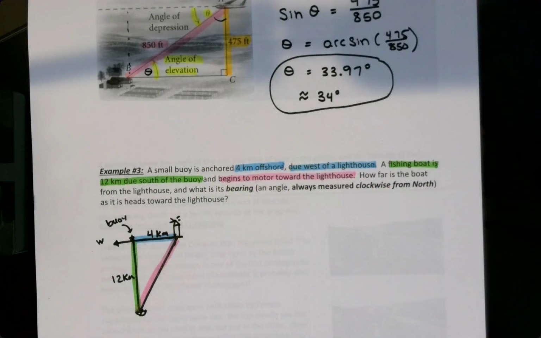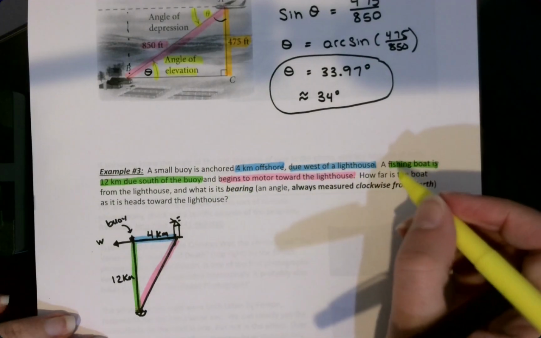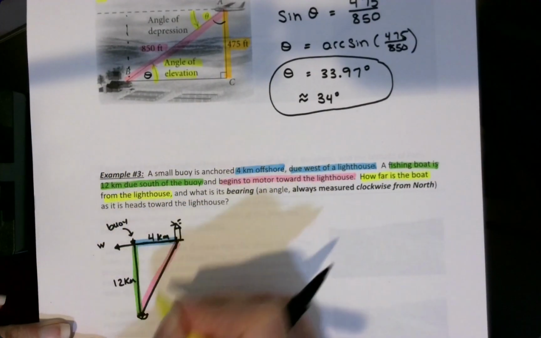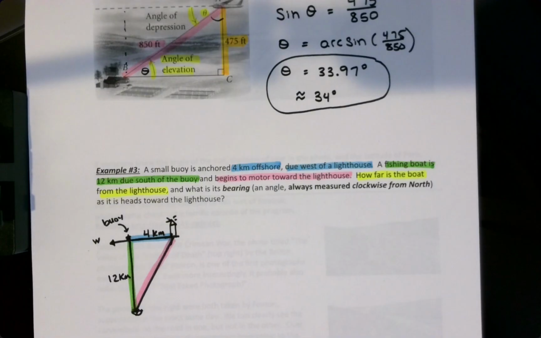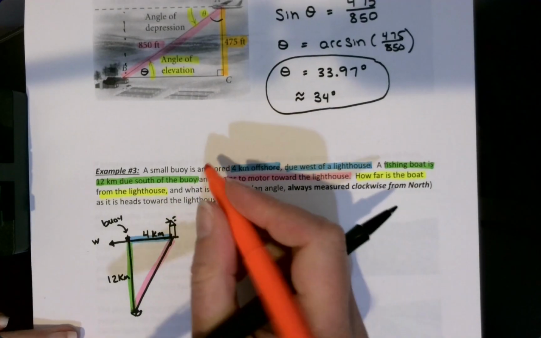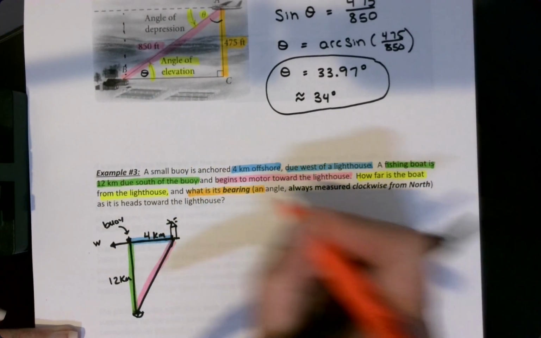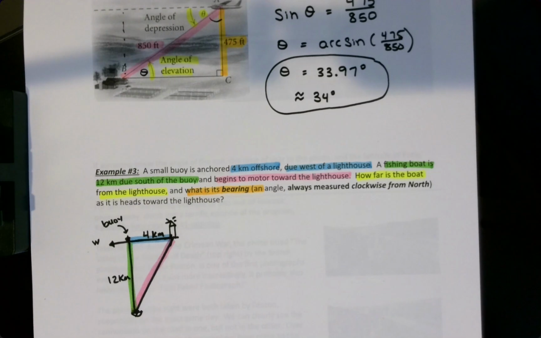Then the question here asks me two things, actually. How far is the boat from the lighthouse? That's going to be this distance. And it also asks me, what is its bearing from the lighthouse? So let me talk about bearing when I get there. I need to read some more about bearing. But let's find the distance first.